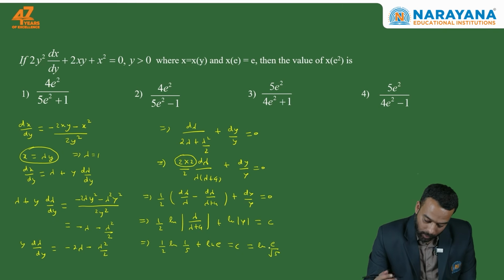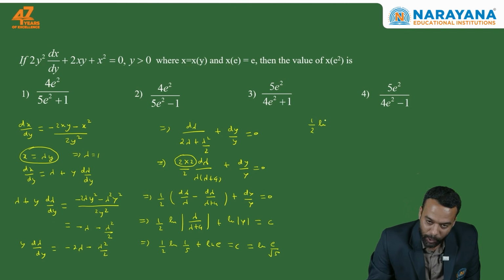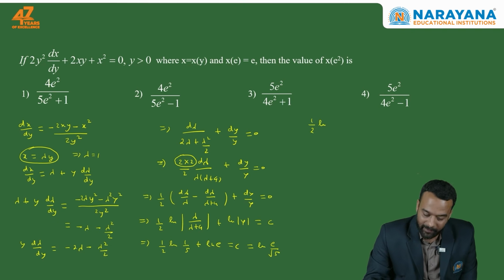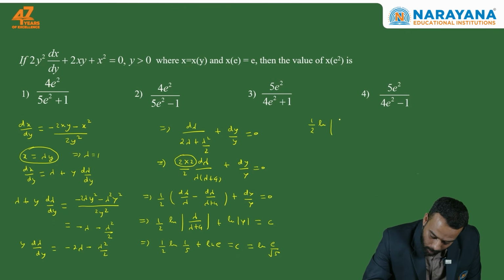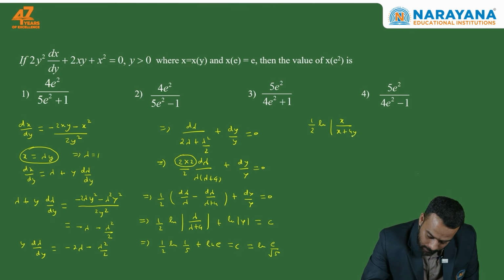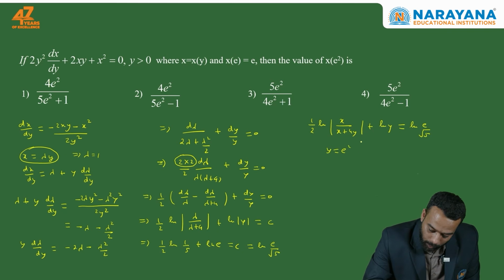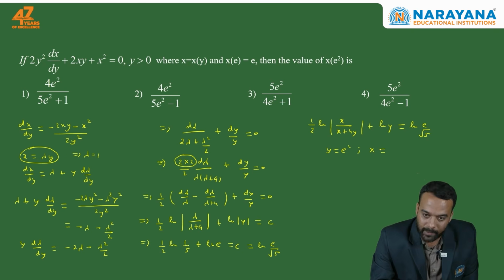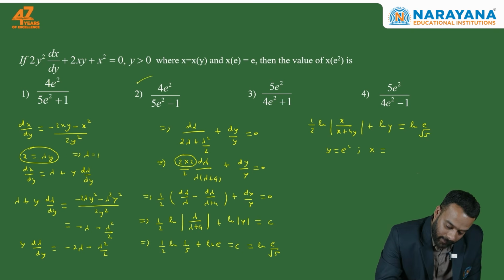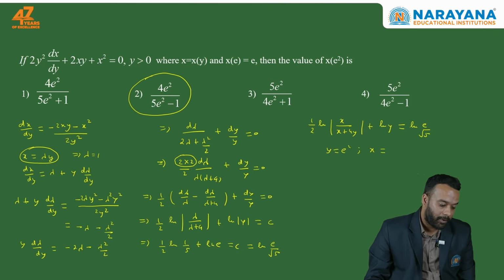Okay. So now our original equation is going to become half of ln of, now I will plug in the value of lambda. The value of lambda is x by y. So we will be getting mod of x upon x plus 4y, plus ln y is equal to ln of e by root 5. Now in place of y, I have to plug e square and then I have to calculate the value of x. So on substituting back, while calculating, we will get the value of x is 4e square by 5e square minus 1, which is our option 2.